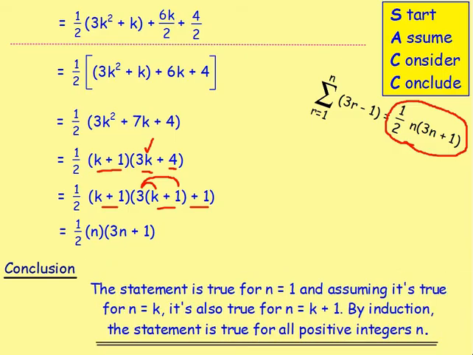Remember the conclusion, you just go through all the steps. So, the statement is true for n equals 1, and assuming it's true for n equals k, it's also true for n equals k plus 1. We just saw that there. So by induction, the statement is true for all, and then take that bit just from the question, for all positive integers n. Woo! Well done.